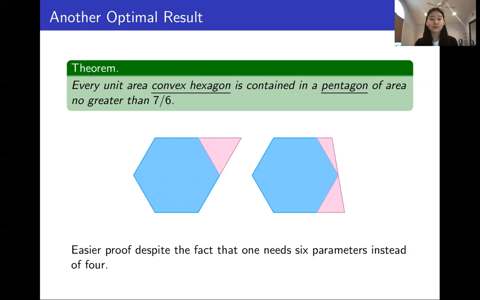Despite the fact that this problem requires 6 parameters instead of 4, this proof is easier than the proof for a quadrilateral containing a pentagon. And this is because I do not have any irrational constants like √5 in this situation.